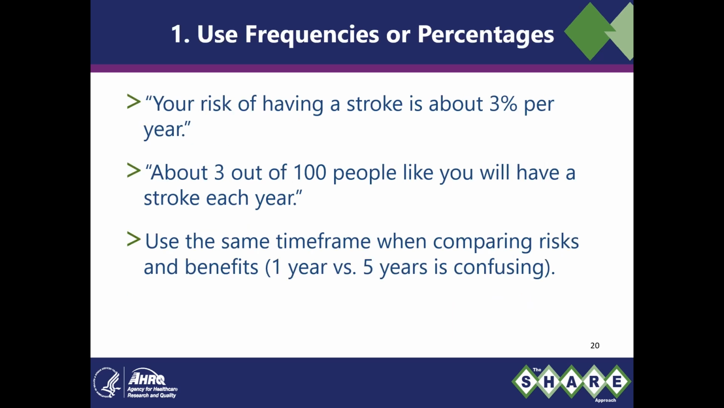The first strategy is to use frequencies and not percentages. For example, you could say, your risk of stroke is about 3.2% a year. A better way to say this that would lead to more understanding would be to say, about 3 out of 100 people like you will have a stroke each year. When you use this kind of presentation, another important thing is to make sure your time frame is the same. You wouldn't want to talk about the benefits using a 1-year outcome and then the risks using a lifelong outcome, because then it might make the risks look worse than the benefits. Most people would likely not pick up on the nuance that you changed the time frame.